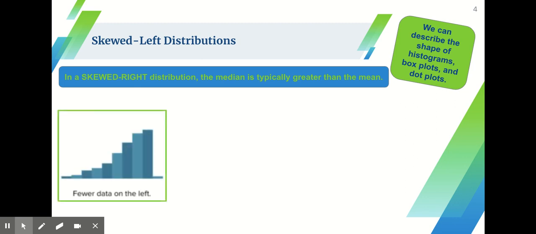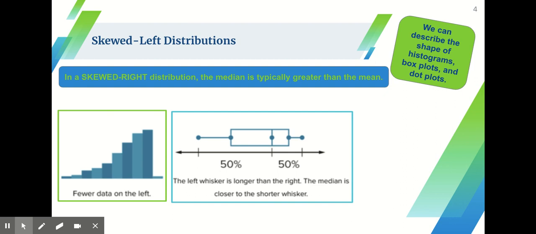For skewed left distributions, for histograms, box plots, and dot plots, we have the opposite. In skewed left distributions, the median is typically greater than the mean. Here we have fewer data on the left side. So if you look at this, we have lots of data on the far right piled up, but there's very few on the left side.